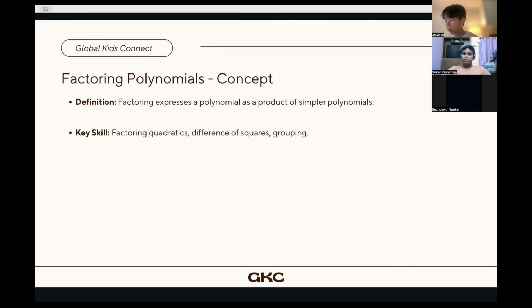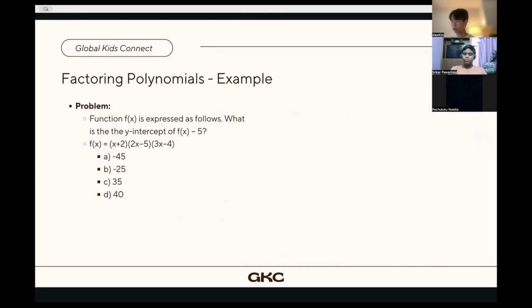Factoring polynomials means that factoring expresses a polynomial as a product of simpler polynomials, just what we did. Key skills are to practice factoring quadratics, differences of squares, as well as grouping. We'll take a look at what that all means through our example questions. Our example question states, function f(x) is expressed as follows. What is the y-intercept of f(x) minus 5 when f(x) is equal to (x plus 12) times (2x minus 5) times (3x minus 4)?